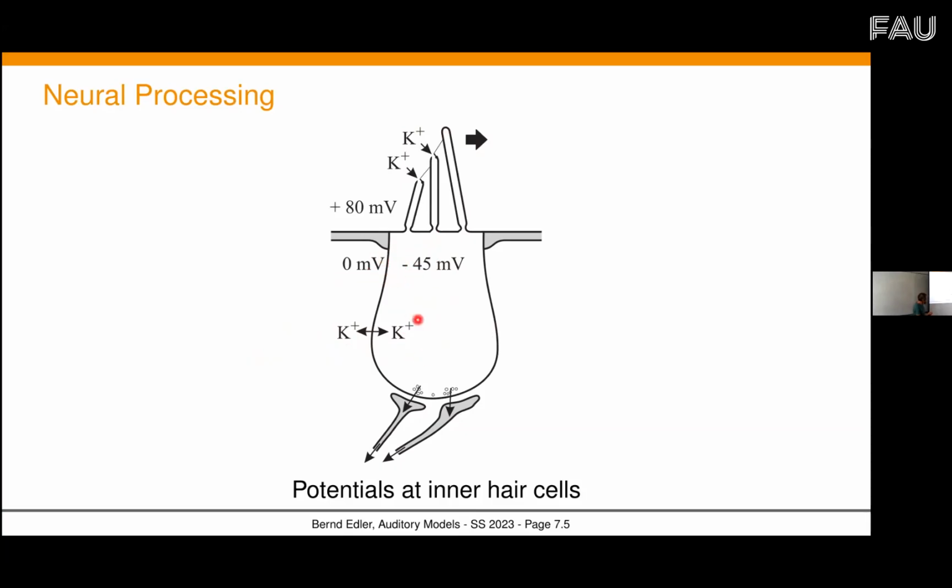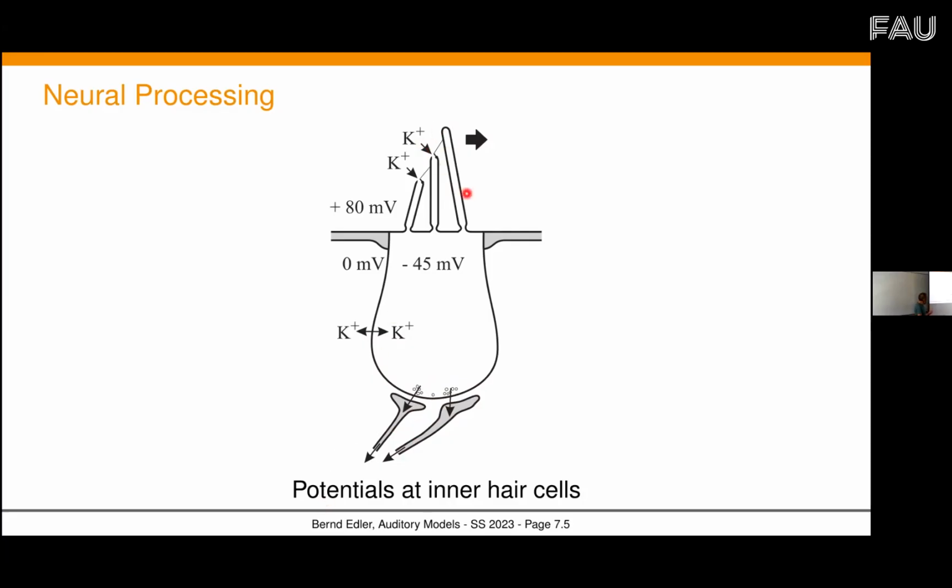And then if the cells are depolarized, that means if the potential gets closer to zero, then there are some transmitters, neurotransmitters, which would be emitted through the membrane at the bottom of the cell in this graph, and then would activate the neurons, the actual nerve fibers here. So that's basically the mechanism of how mechanical vibration is connected to neural activities.